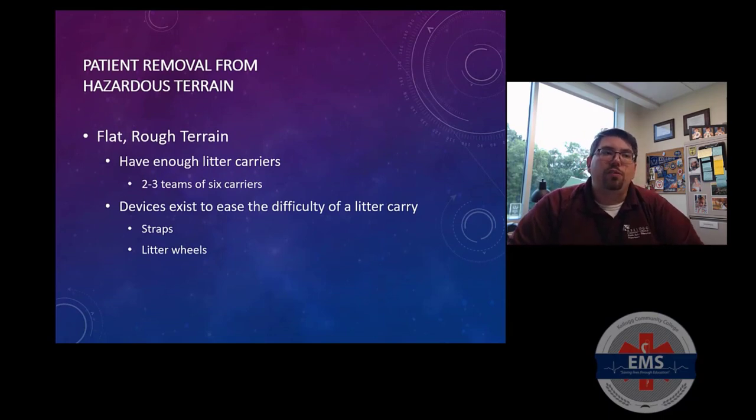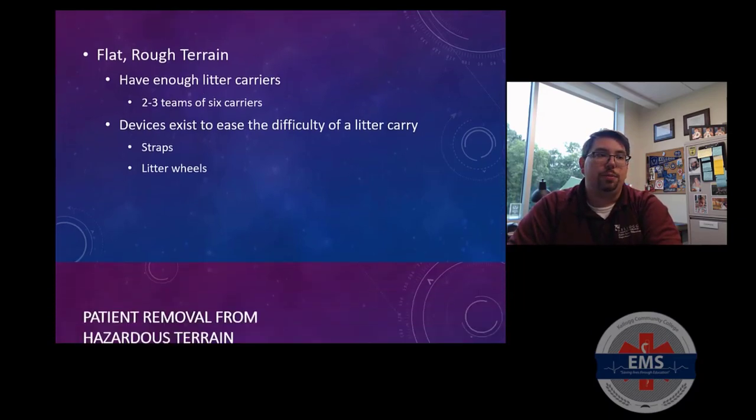When we're dealing with the removal from hazardous terrain, for flat, rough terrain, we need enough people to be able to carry the litter. That typically is 2 to 3 teams of 6 carriers. That's a lot of people. These devices exist to ease the difficulty of a litter carry, and they include things like straps or handles and litter wheels that allow us to move the patient almost like a wheelbarrow. All of those give us a much easier way of transporting that patient without risk to the rescuer or to the patient.